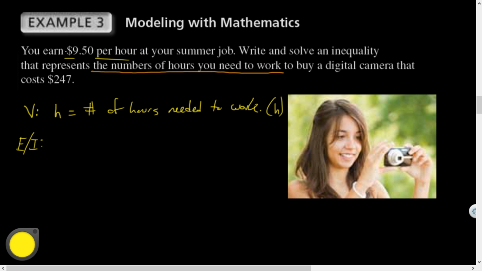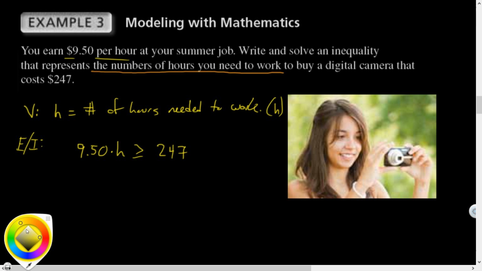So here we go. If I take the rate of pay, $9.50 per hour, multiplied by the number of hours, when I multiply those things, that will represent how much money I earned total over those hours, right? And I want that to relate to 247. I want this to be bigger than or equal to that number, right? If I don't have that much money, Mr. Digital Camera Salesman is not going to sell me a digital camera.